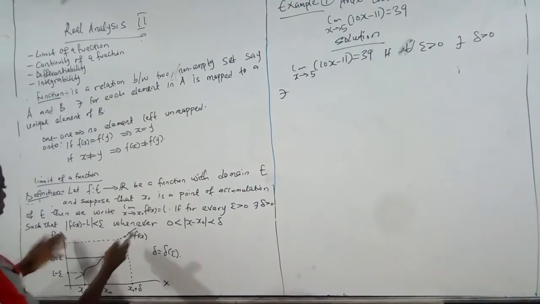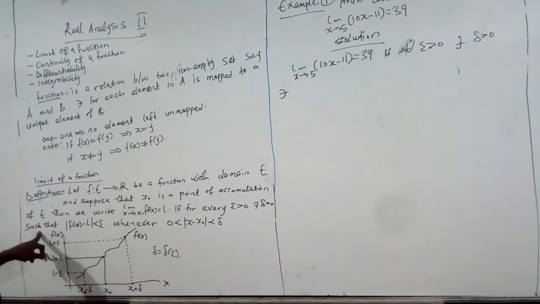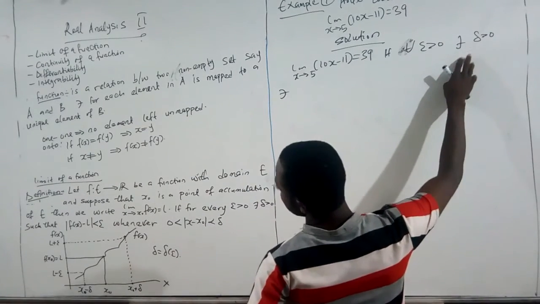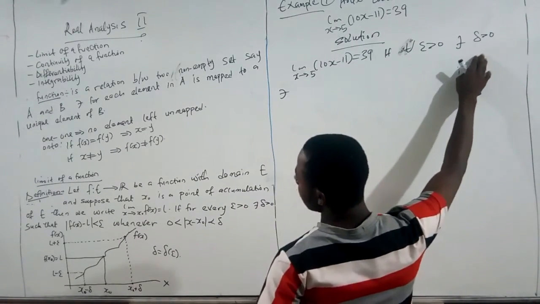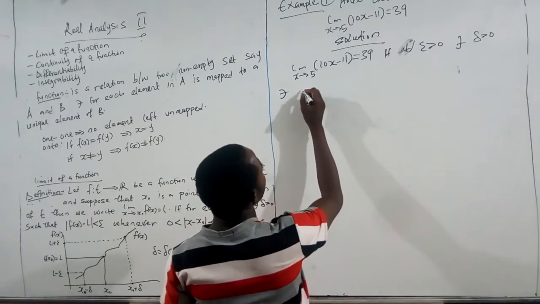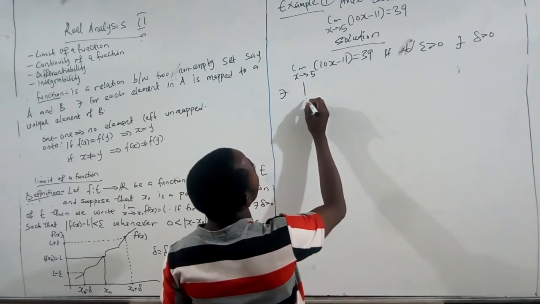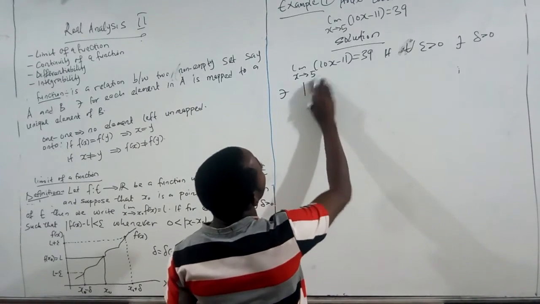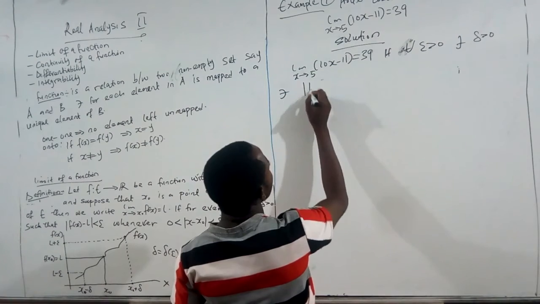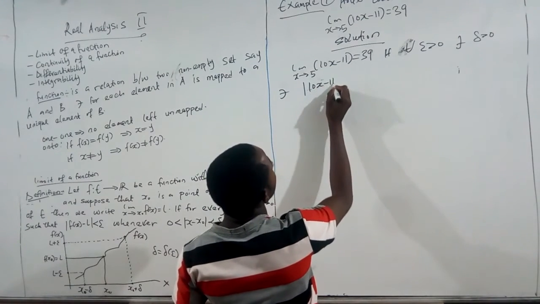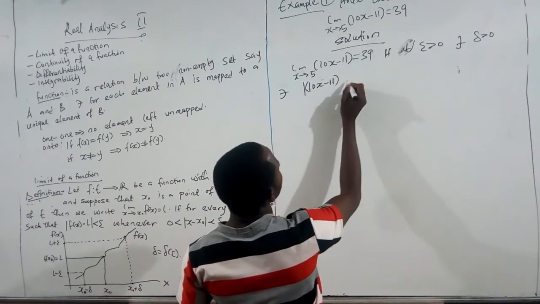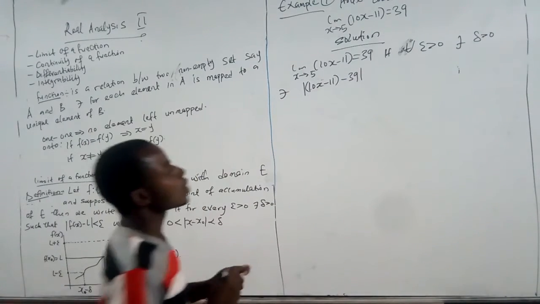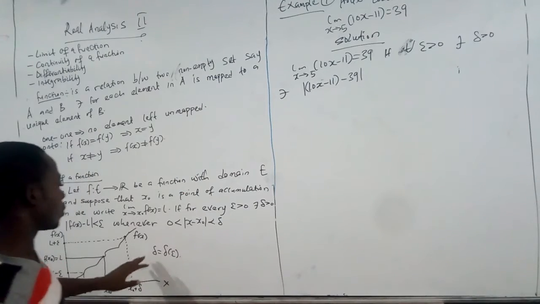So that for every epsilon there exists a delta. So I can write: there exists, such that the absolute value of f of x minus l, so our function now is this, this is our f of x, the absolute value of 10x minus 11 minus 39, is less than epsilon. Then hence the result we have finished.